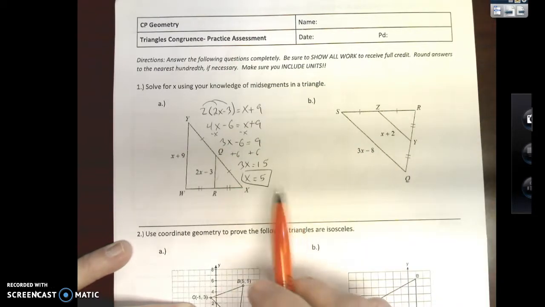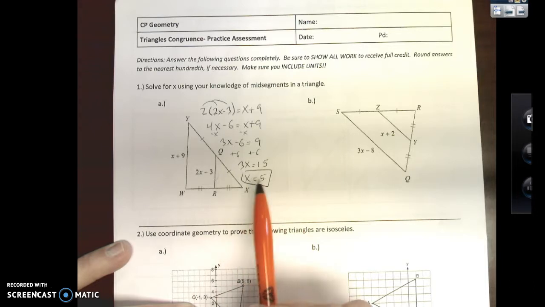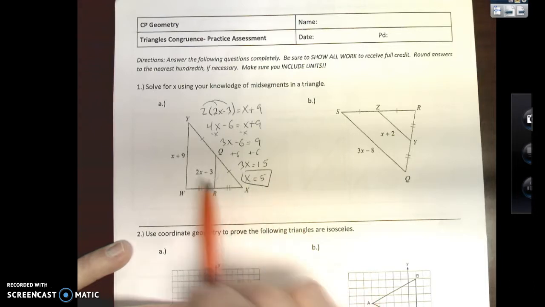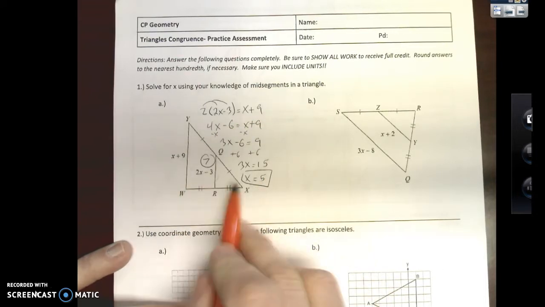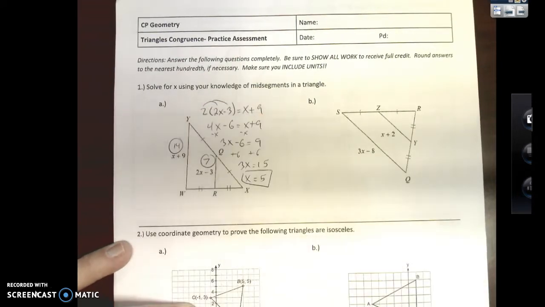I will give you guys a little heads up if you're listening to this video. What you're going to need to do for the test is substitute this back in. So whether it's solve for Q or for YW, if I plug 5 back in, 2 times 5 is 10, minus 3 is 7. 5 plus 9 is 14. So either way, we're good.